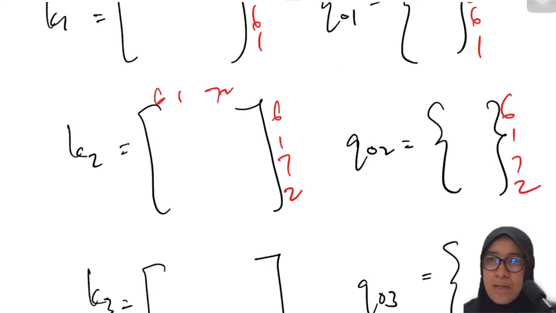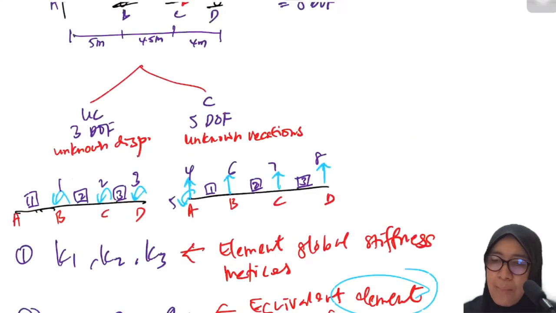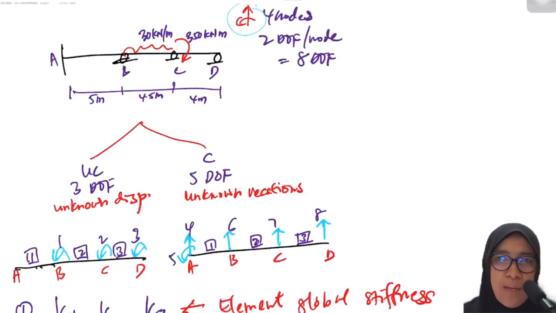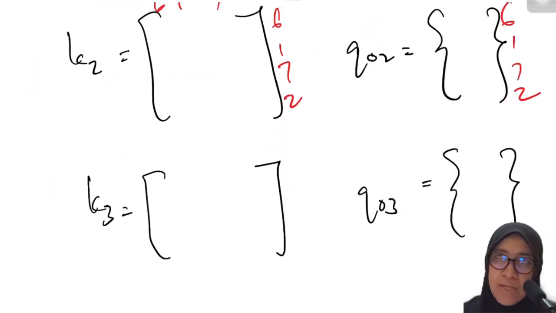So we consider element number 3. Element number 3 is member CD. C will be the near end and D will become the far end. So at C, the label is 7, 2, and at the far end it is 8, 3. So the label for K3 as well as Q not 3 is 7, 2, 8, 3.